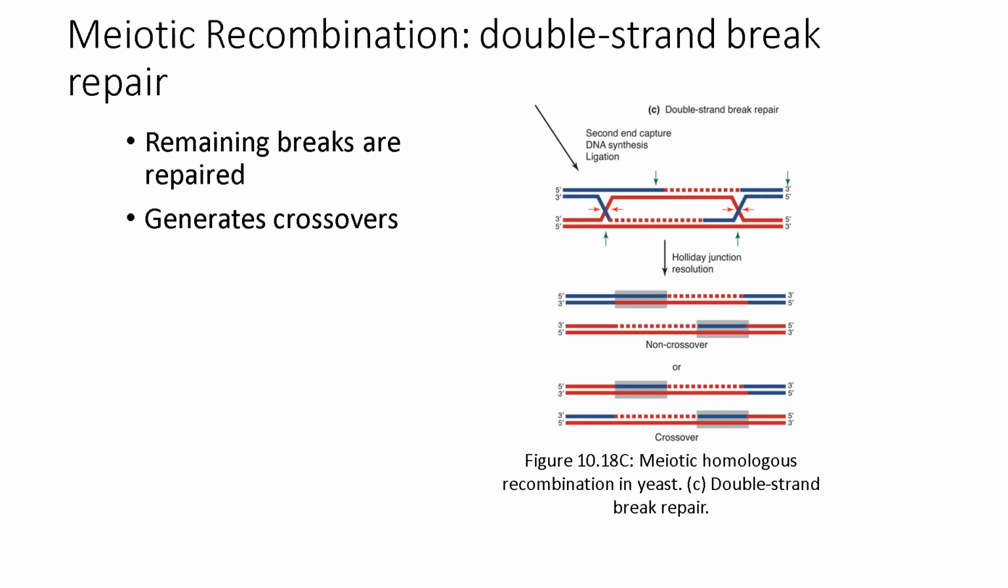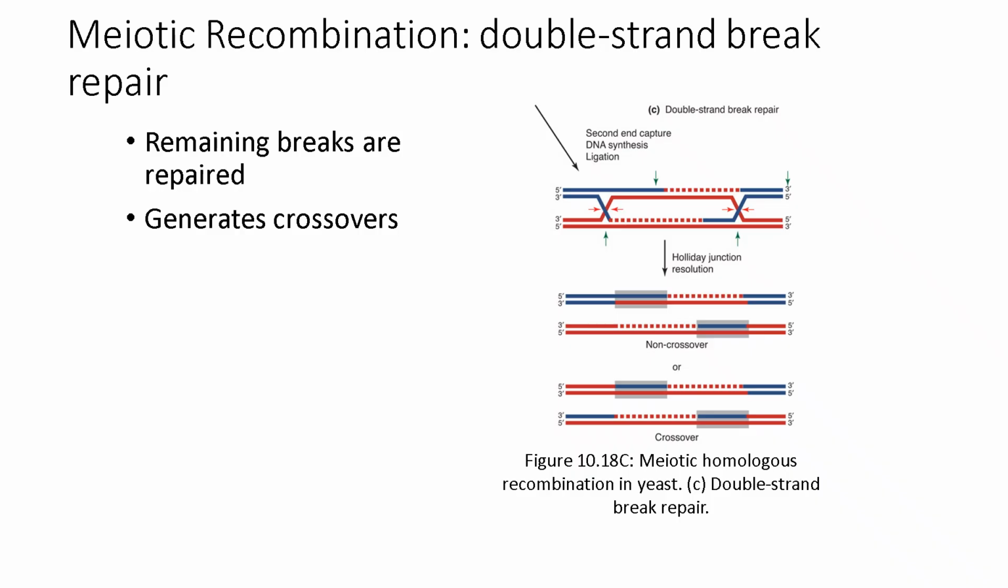In the double-strand break repair pathway, both ends of the broken DNA are engaged in homologous recombination. After strand invasion and DNA synthesis, a second end capture occurs, forming a double Holliday junction. This structure can then be resolved in a way that leads to crossover or non-crossover products.